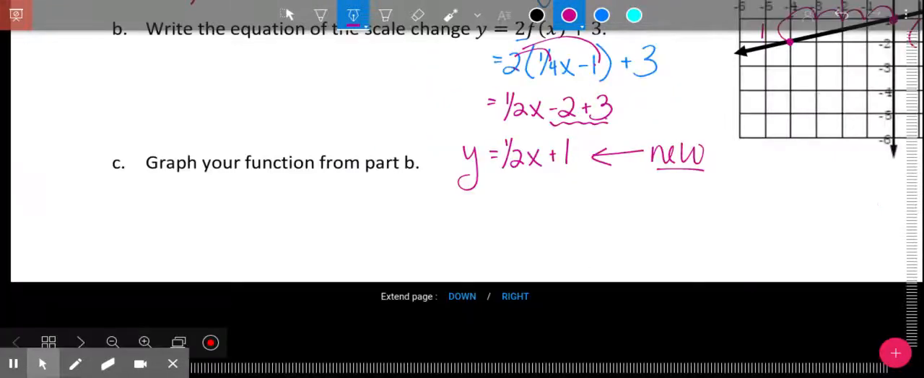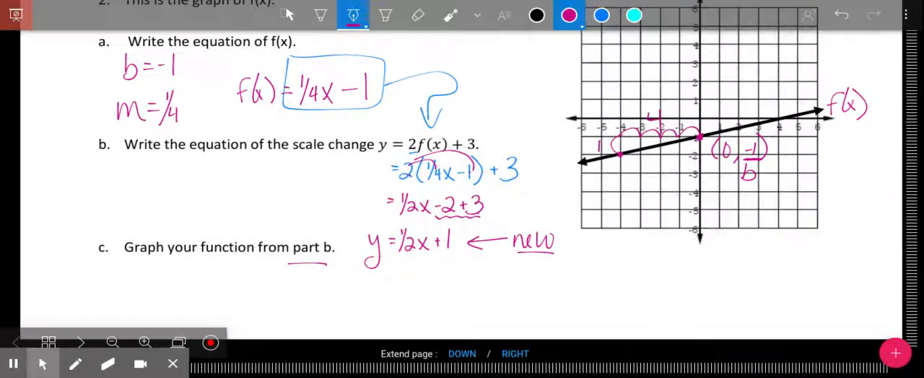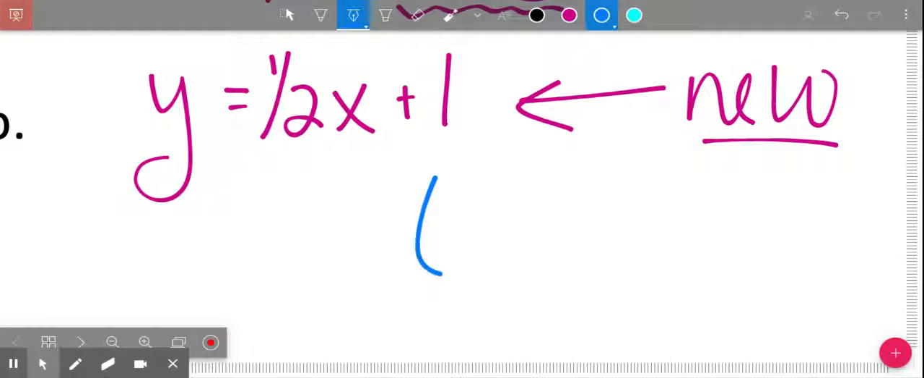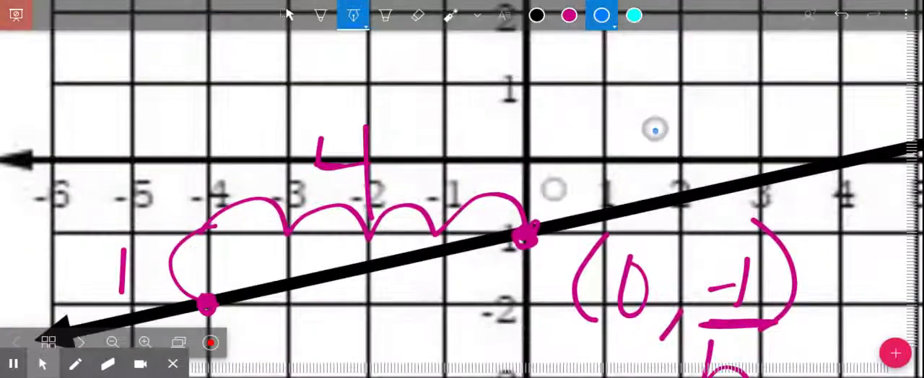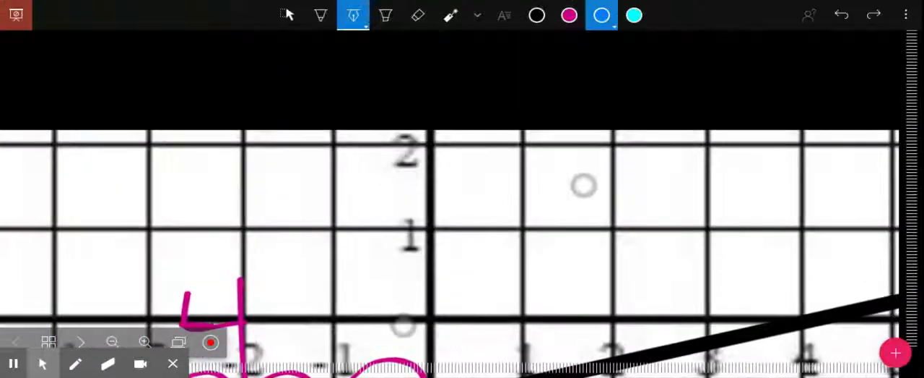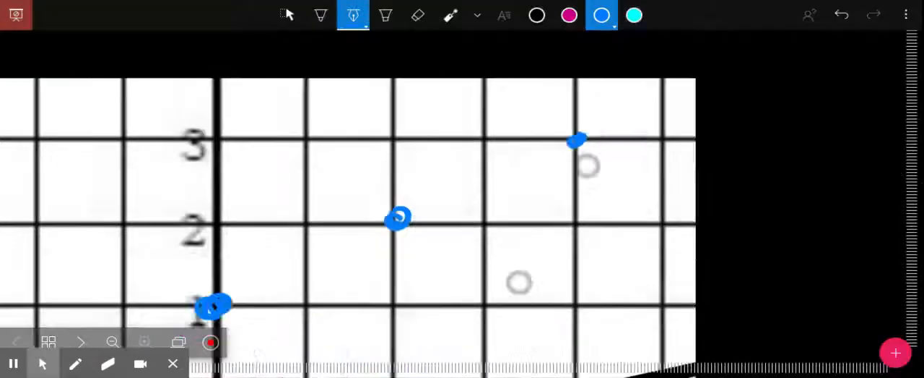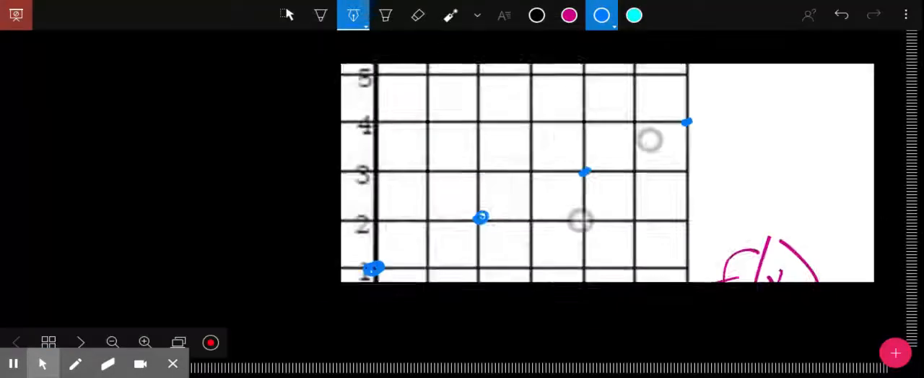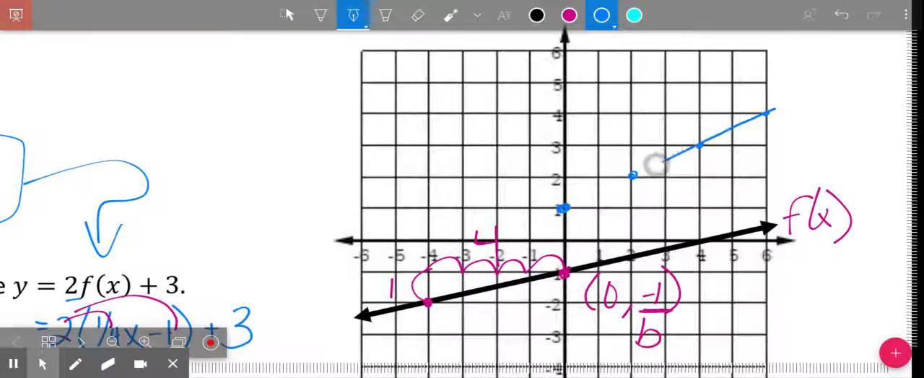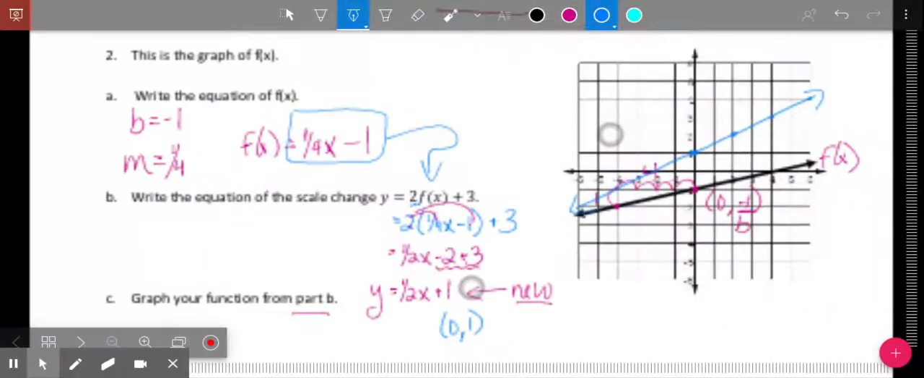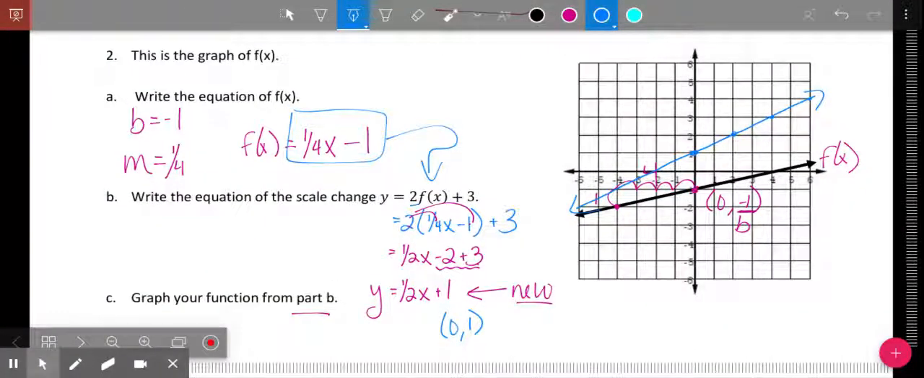Now it says to graph my function from part B. So I have to graph my new function. My y-intercept is (0, 1), so I plot a point. My slope is 1/2, so I'm going to go up 1 and over 2. Up 1 and over 2, and connect. Alrighty. If you guys have any questions about the first page, let me know.